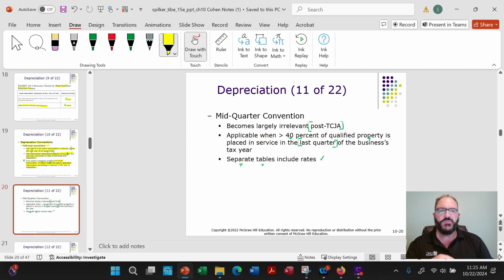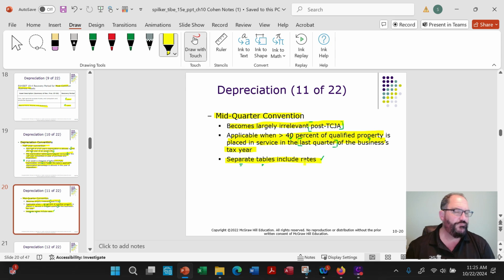Okay. Now the mid-quarter convention. Now this one, like it says here, is relatively irrelevant post Tax Cuts and Jobs Act. It's when 40% of the qualified business property is placed in service in the last quarter of the year. So what they're getting at here is they don't want to give you half a year's depreciation when you've put in a large amount in the last quarter of the year. They go, wait a minute, you get more depreciation than you really should because you put it in the last quarter. And there are separate tables and rates for this.